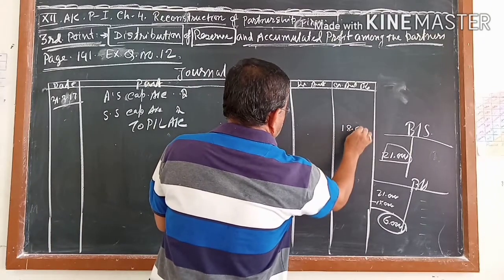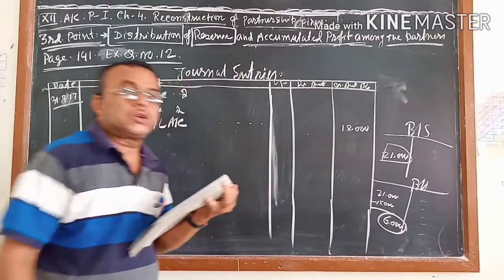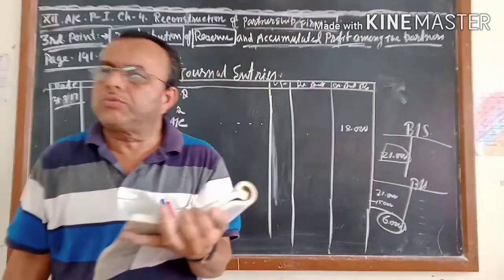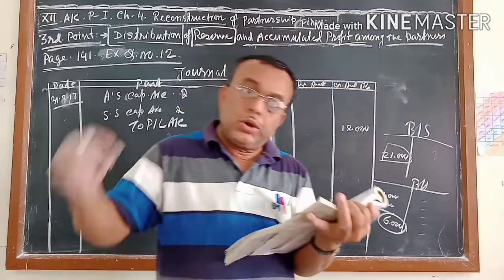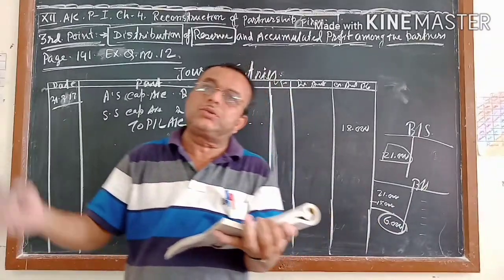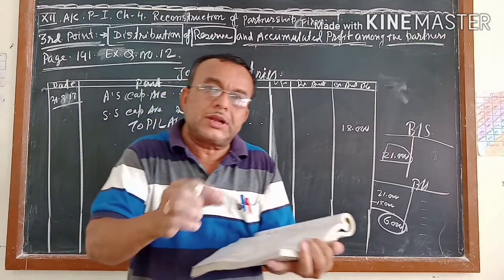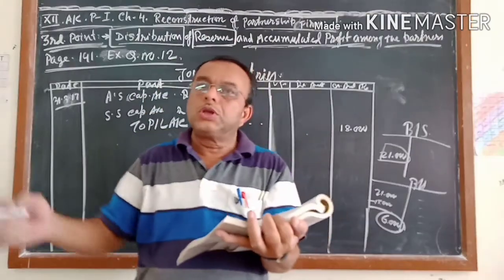Here it is 18,000. And you have to distribute this 18,000 in the 2:1 ratio. Without taking calculator, you have to do. If you are taking calculator, it will take time to take the calculator and it will take time to operate it, and you will get the answer that will be wrong, because in place of 2, you will push 3.